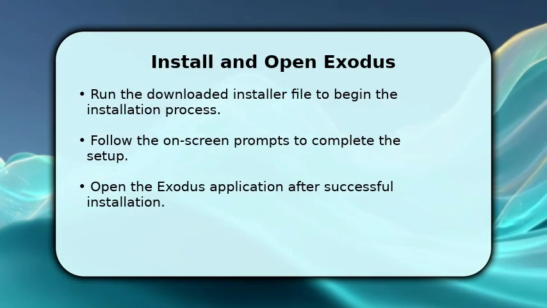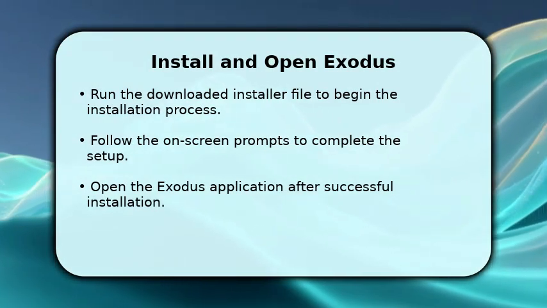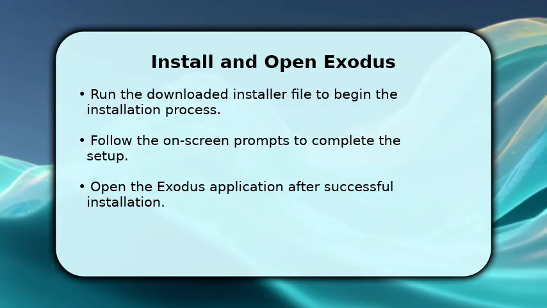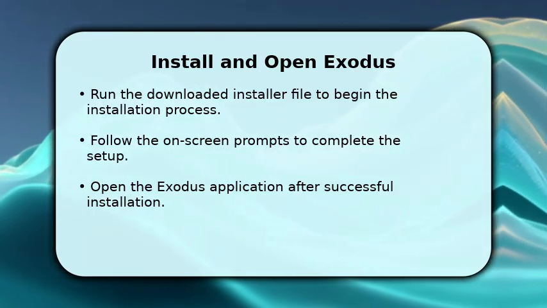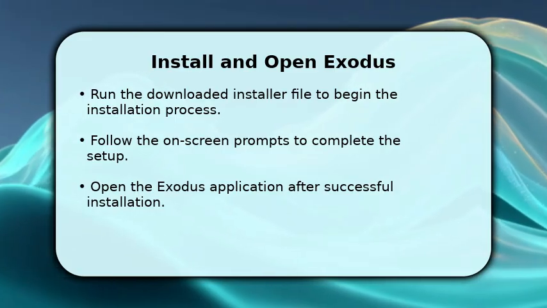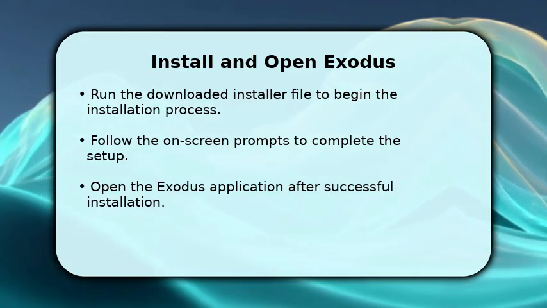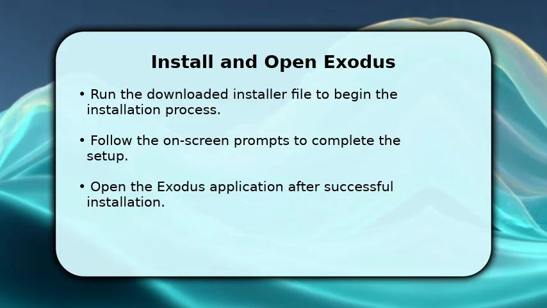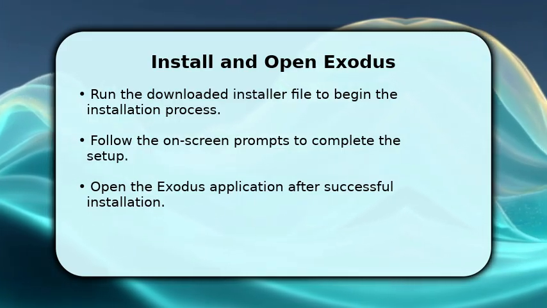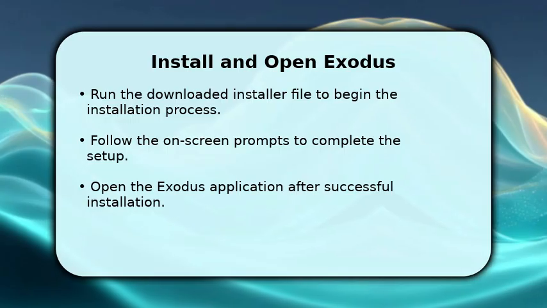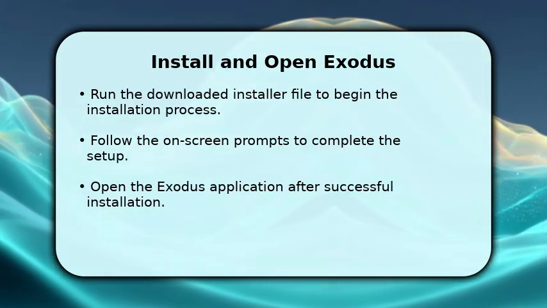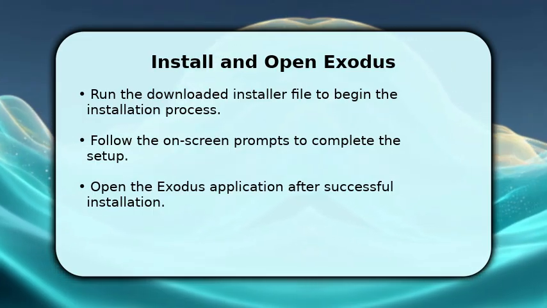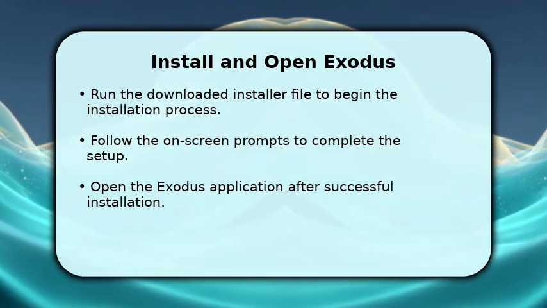After downloading, locate the installer file, usually found in your Downloads folder. Double-click it to start the installation. The process is straightforward, typically involving just a few clicks to accept terms and choose an installation location. Once the installation finishes, you can launch the Exodus application. It might create a desktop shortcut for easy access. This step gets you ready to interact with your new wallet.